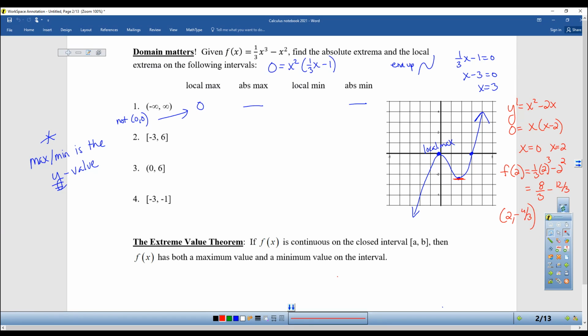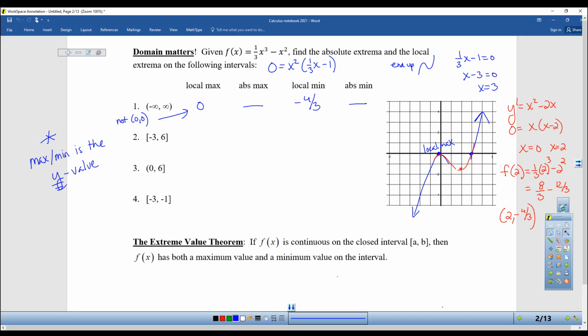So was my graph accurate? No, it should have only gone like that, which is okay. It's just a sketch, but it still gave me an idea of what it was going to look like. But now I can graph it exactly. So my local minimum is going to be negative 4/3.